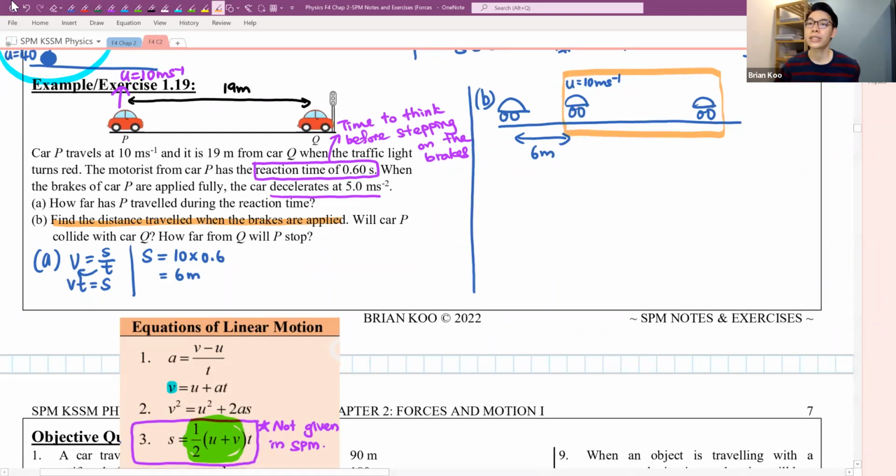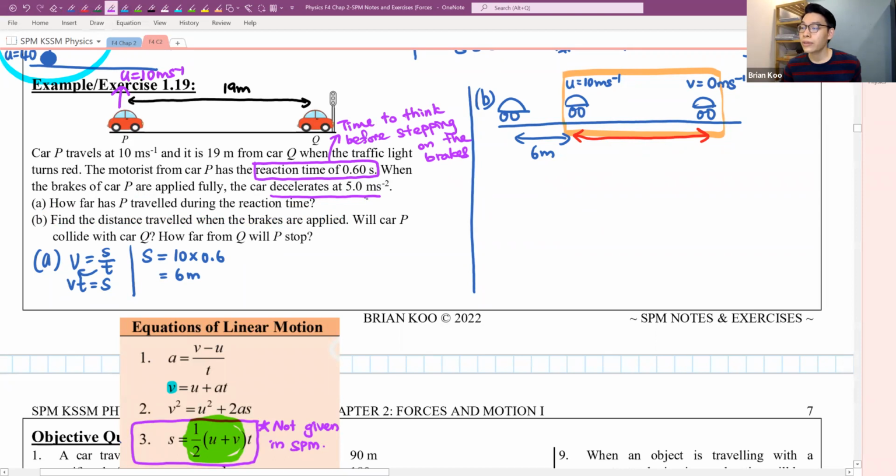But we are now focusing just on this part. Your velocity, right, is 0, because when you fully apply the brakes, at a red light you cannot move anymore, right? So you have to stop. So the final velocity must be 0. But we want to know what this distance is. Find the distance traveled when the brakes are applied. So when he starts pressing on the brake until he finally stops, what is this distance here? That's what the question wants.